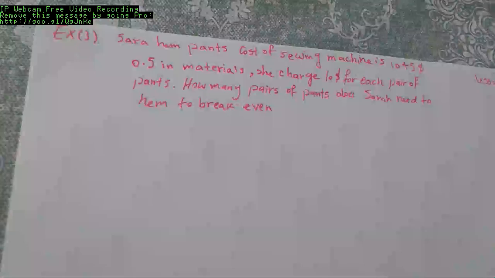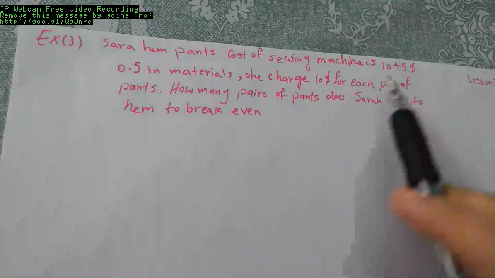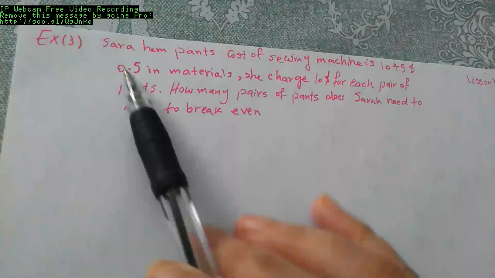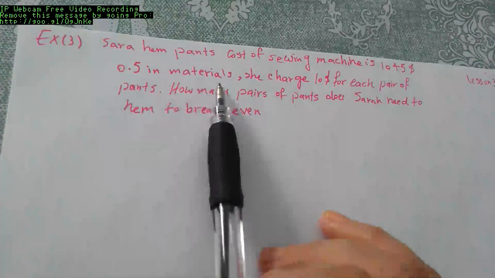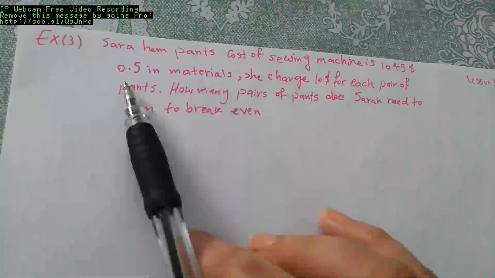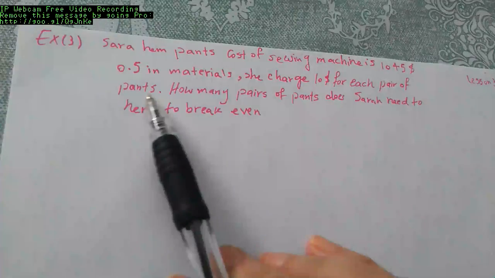Question number 3. Sarah is starting a business which sews pants. His startup cost of the sewing machine will be about, the sewing machine is $1,045, and he's buying the material, $0.5 for each pair of pants.